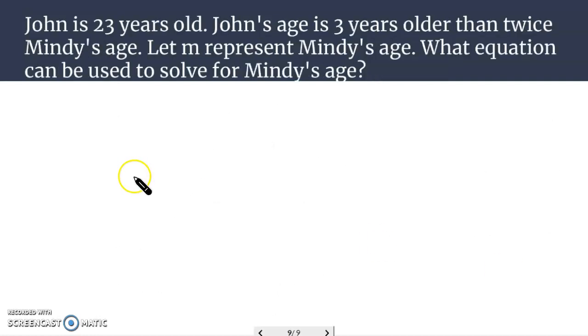Alright, and finally, an age problem. We're just going to set this up. John is 23 years old. John's age is 3 years older than twice Mindy's age. Let M represent Mindy's age. What equation can be used to solve for Mindy's age?